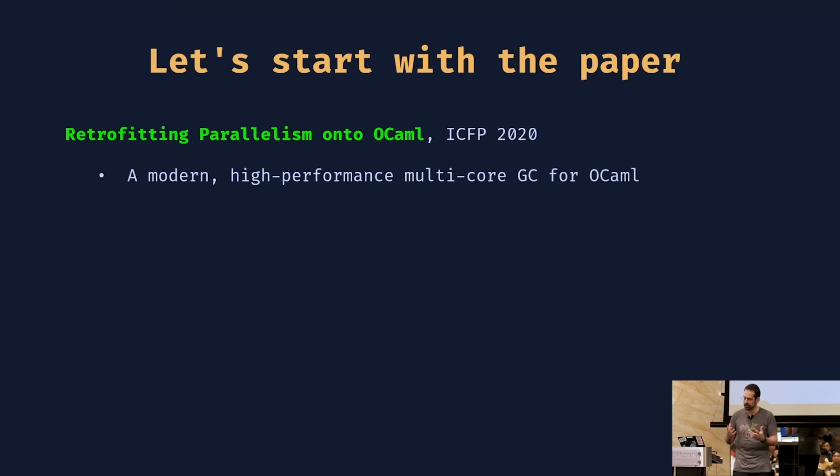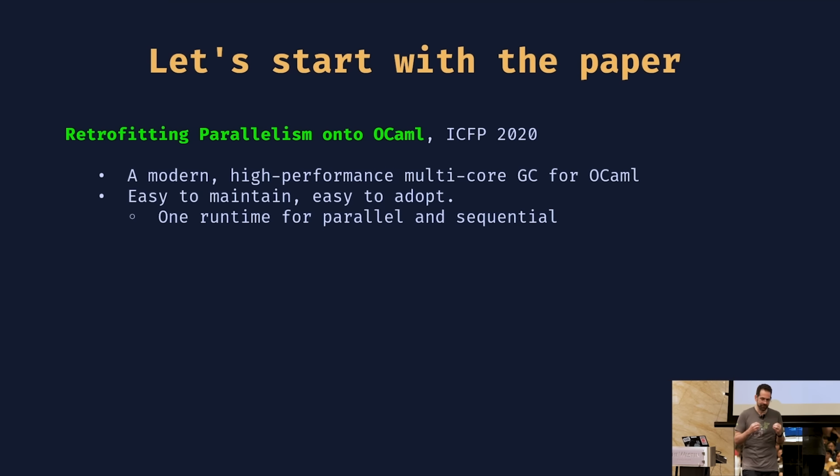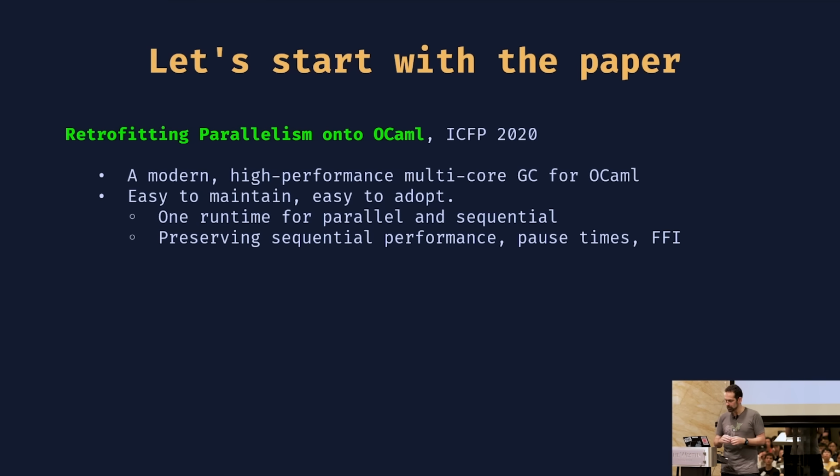The goal was to build a modern, high-performance multicore garbage collector for OCaml that would be, importantly, easy to maintain and easy for people to adopt. They didn't want to make the process of maintaining OCaml much more complicated. One of the design decisions that came out of that was one runtime. Lots of systems end up having multiple runtimes for different use cases. They wanted a single runtime that would be reasonably well optimized for both high-performance single-core workloads and high-performance multicore workloads.